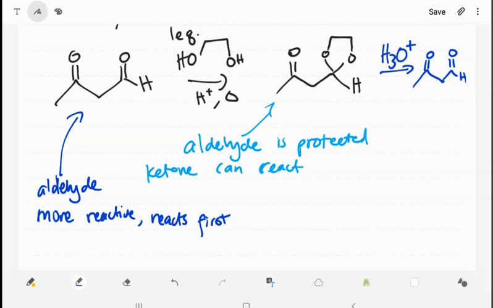So we can do Wolff-Kishner. We can reduce this ketone back to an alcohol. We can do a Grignard reagent. We can do a nitrile. We're going to see a lot of different things that we can do now that we've protected one of them. So, synthetic tool here: use these acetals as protecting groups. They will prevent mistakes from happening, or they'll help you react the less reactive functional group. And then you can just pop it off later.